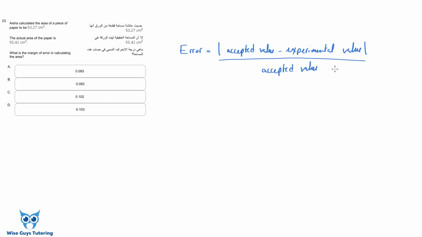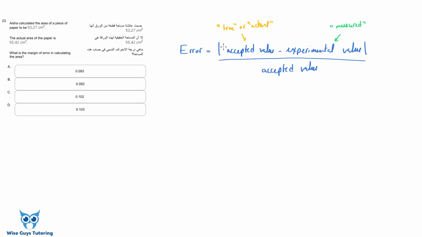So what do these mean, right? Accepted value can be thought of like the true or actual, known value. That's what accepted value represents, right? So it's the accurate, the correct one, the real one, okay? When we talk about experimental, this is sometimes called the measured value. So it's the one that you measured when you were doing your experiment, okay?